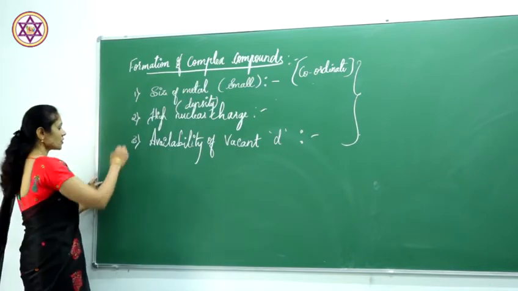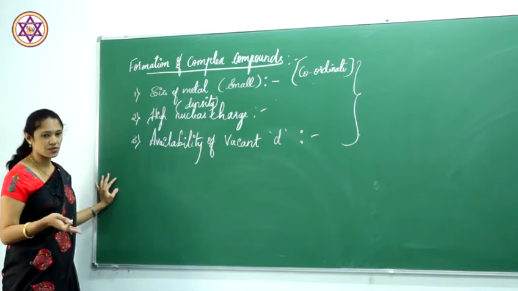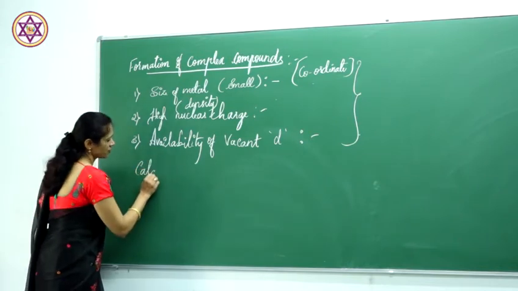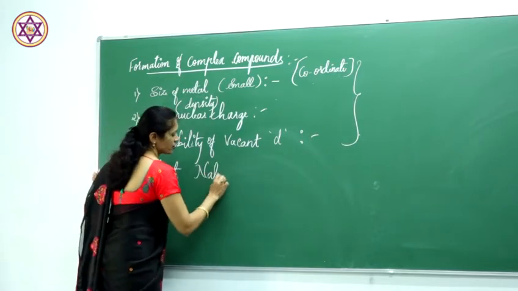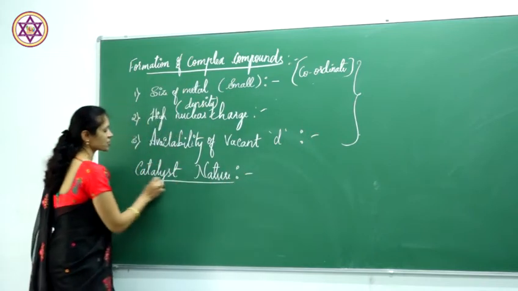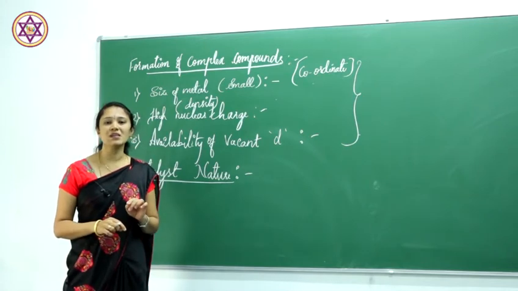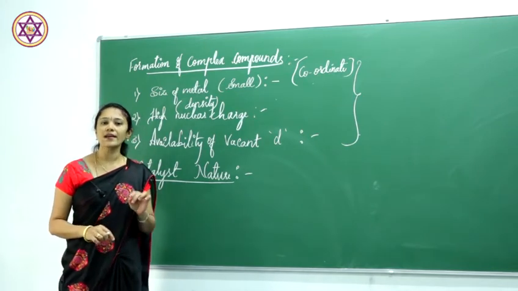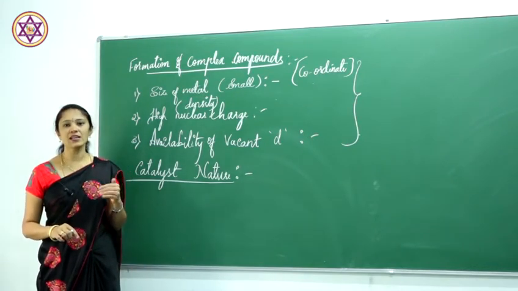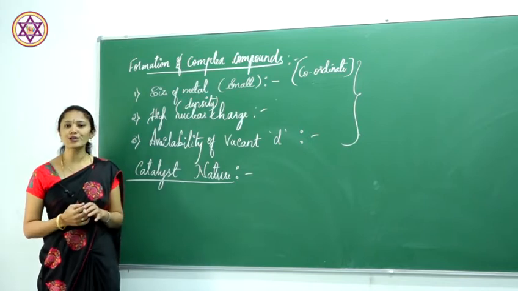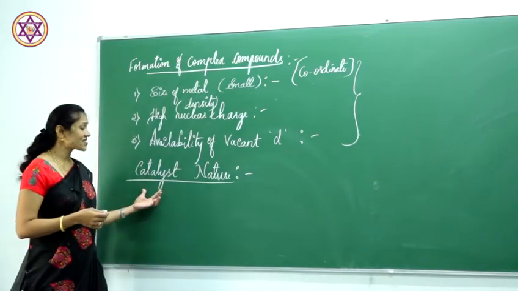Next property, general characteristics: catalytic nature. Transitional elements or d block elements are good catalysts. We know that nickel, palladium, platinum, chromium, manganese and iron are all good catalysts among the d block elements.